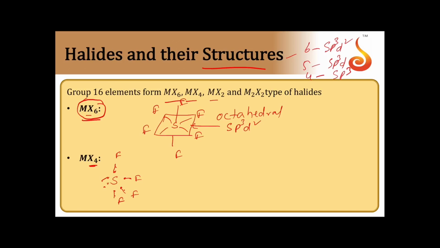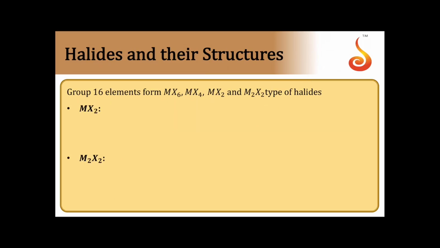Let us see the structure now. The basic sp3d structure comes like this, and a lone pair is present in the equatorial plane. The remaining are all fluorine atoms, with the sulfur atom in the middle. So sp3d hybridization gives a seesaw structure. One lone pair is on the equatorial plane and the remaining are bond pairs. The total number of pairs is 5, so it comes under sp3d hybridization.